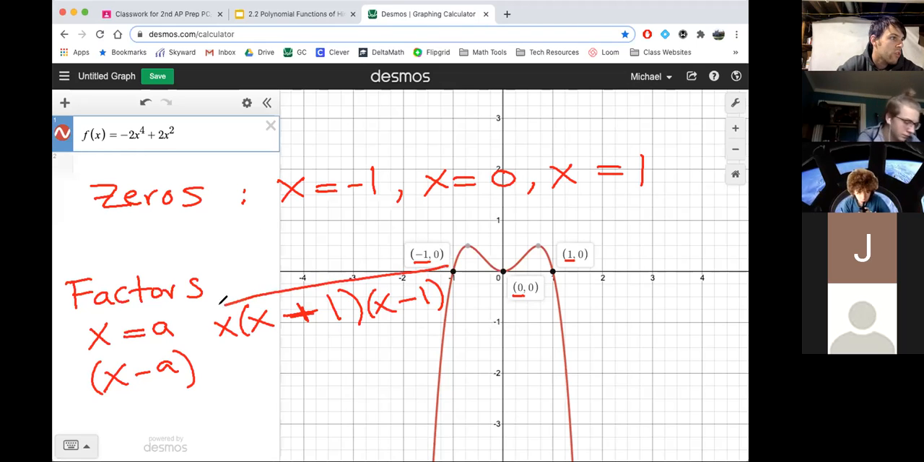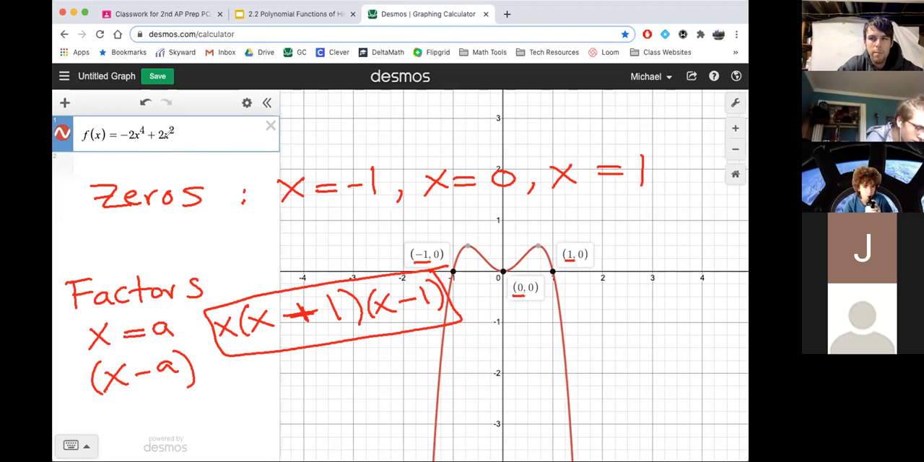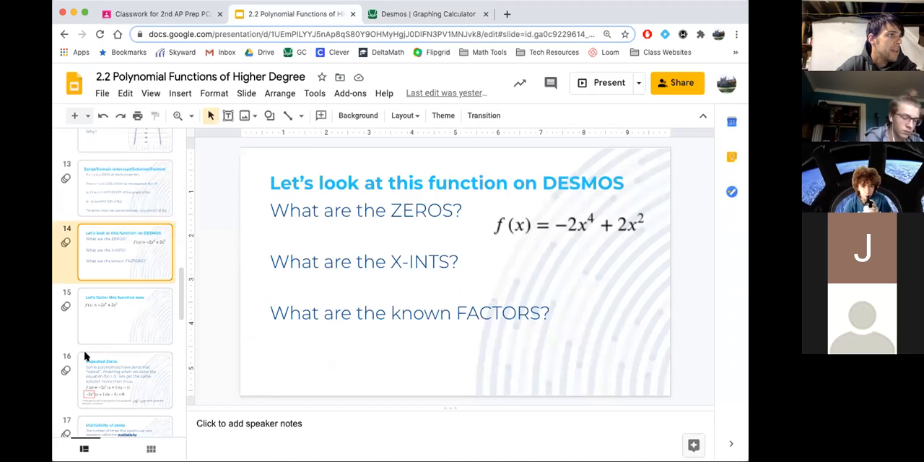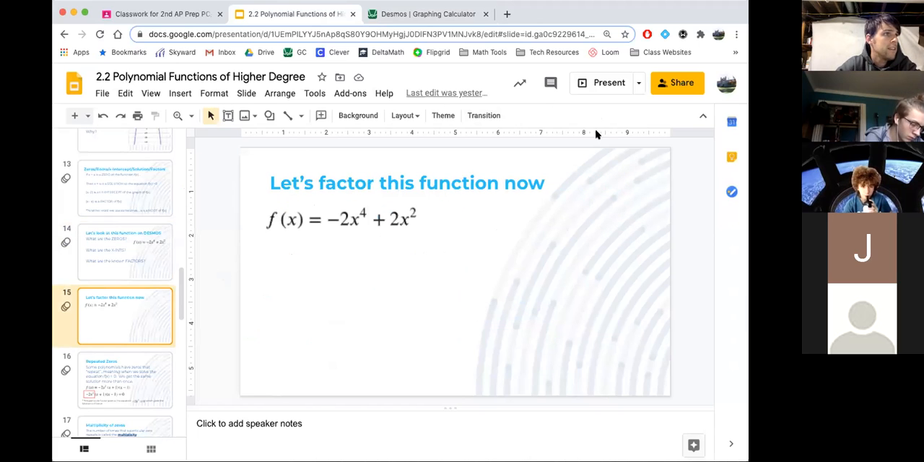So I know 3 of my factors for this. I'm missing 1 of them. So this isn't the full factored form because this would only give me x to the 3rd. So I am missing 1 of the factors. So what I'm actually going to do is think about this totally algebraically. I'm going to kind of ignore the graph for a second, and I'm going to go back here and actually try to factor it. So let me clear what I got going on. So let's go back here and let's take a look at this and factor it.